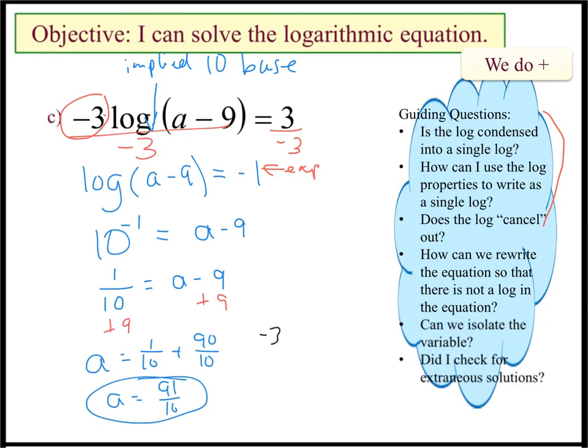So negative 3 log of 91 tenths minus 9. Find out what that is, so I get negative 3 log of 1/10, and if we're in base 10 on that log, then I know that doing log base 10 on 1/10 will give me the exponent, which is -1, and negative 3 times -1 is positive 3, so looks like we got the right answer.